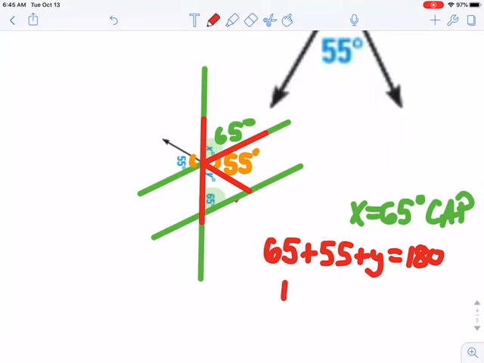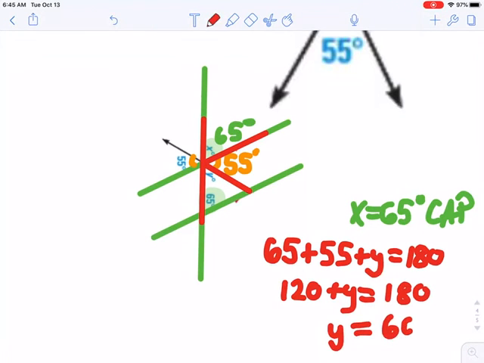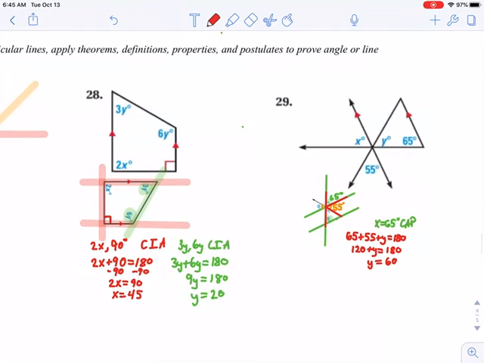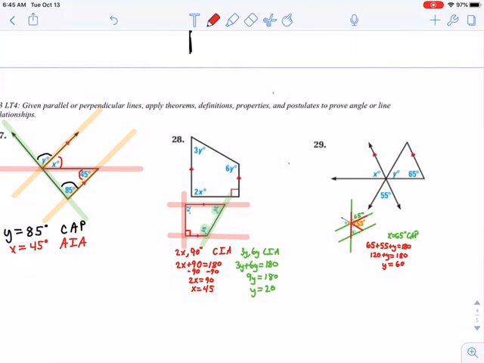A bunch of math occurs. I'm going to get 120 plus y equals 180, or y equals 60. So again, kind of quirky, kind of goofy, but we know stuff about vertical angles, we know stuff about the corresponding angles postulate. You just got to figure out what information you have and what path to take.